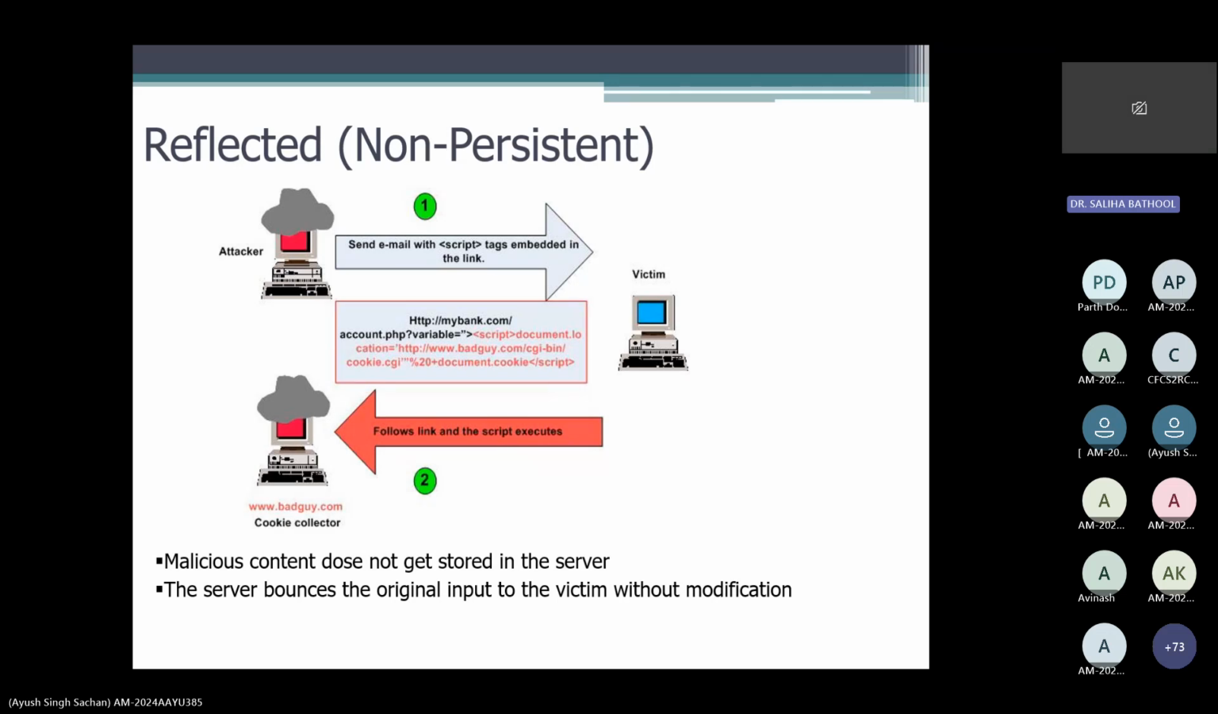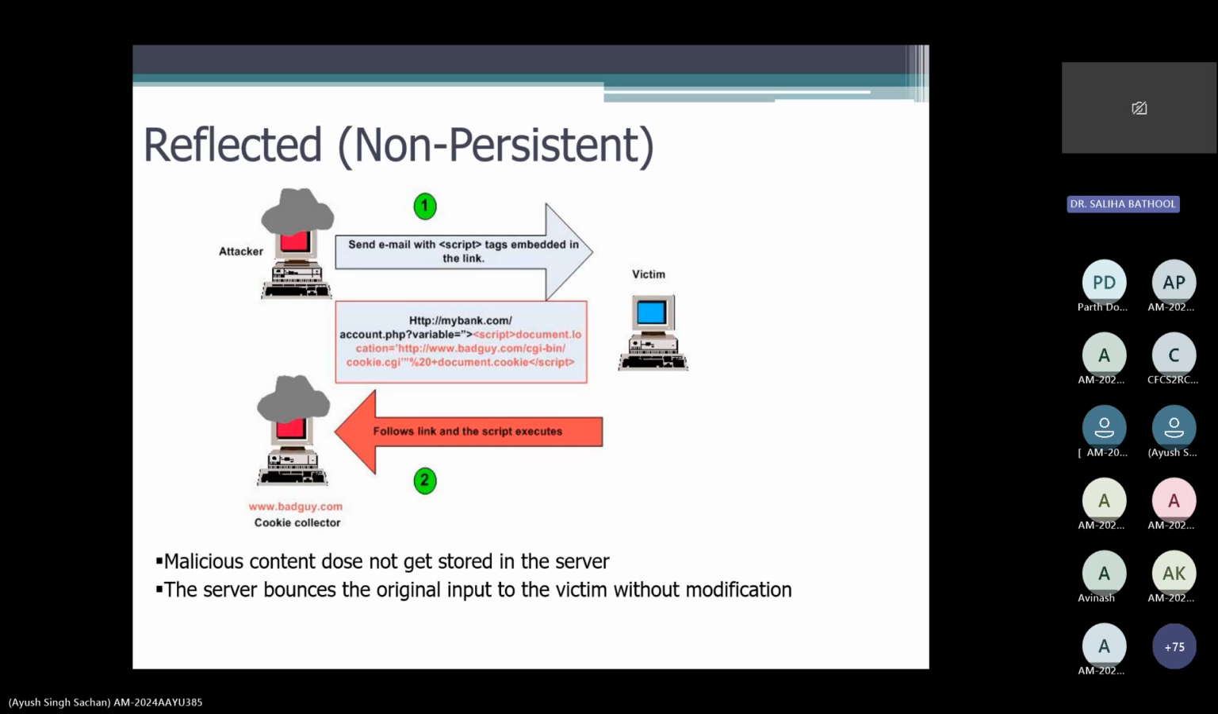Then this is how reflected non-persistent XSS follows up. This is an image of how attackers send a mail with a script. Mostly the attackers embed JavaScript code in the link. The victim, the user, doesn't know what kind of link it is, so they are prompted towards the link and click it. Then they follow the link and the script executes.